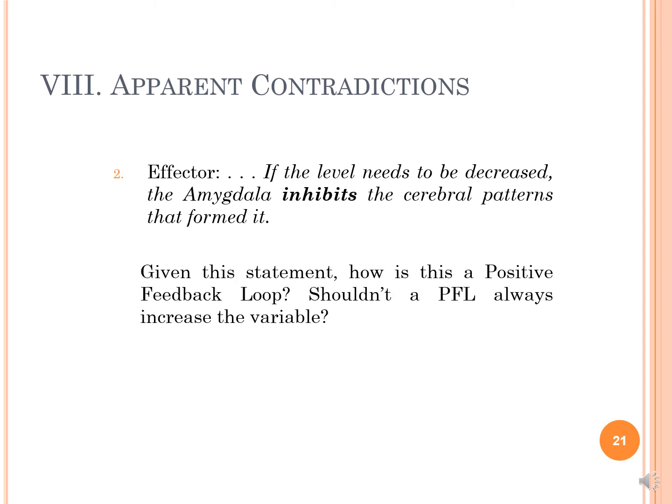Point 2. Again, this is where I italicized it to give reference to where I took it from. So the idea is, if the level needs to be decreased, the amygdala inhibits the cerebral patterns that formed it. Given this statement, how is this a positive feedback loop? Shouldn't a positive feedback loop always increase the variable? You would think, but again, I'll address that shortly.